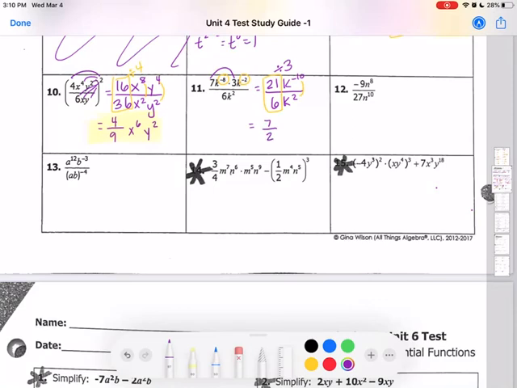And then negative 10 minus 2 gives me a negative 12. Well, I can't have a negative exponent in my final answer, so this is going to drop down to the bottom, leaving me with 7 over 2k to the 12th.